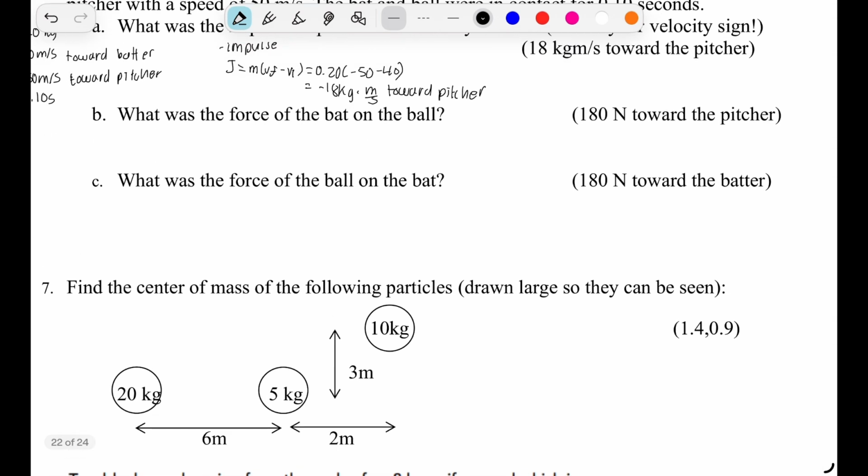Now, what was the force of the bat on the ball? What we can do is we know that F is equal to J over delta t by rearranging our previous expression. Now F, plugging in our values, we have negative 18 over 0.1. Now that's going to equal negative 180 newtons toward the pitcher.